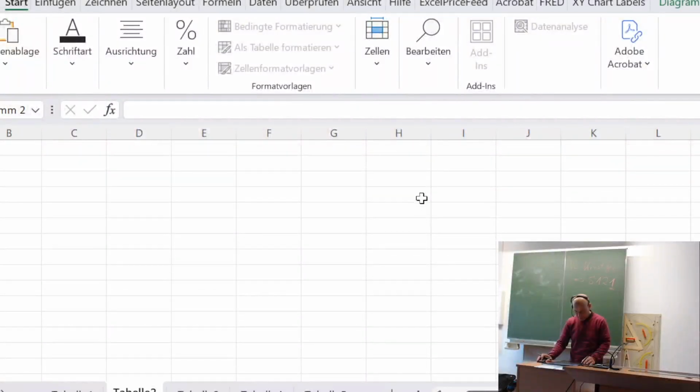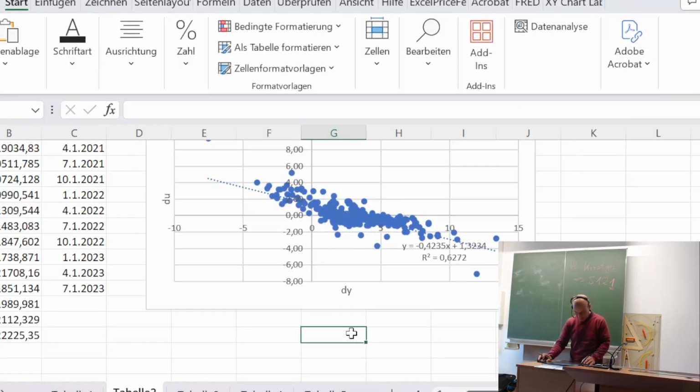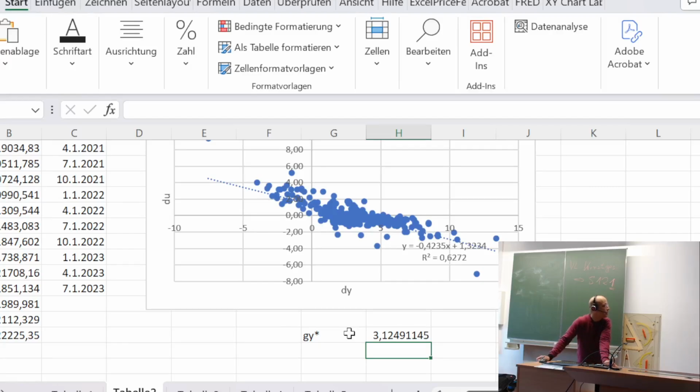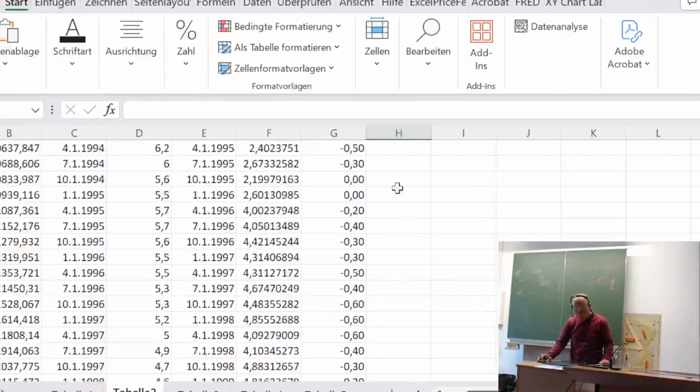Where do we have it here? Oops. So gY star would be then roughly 1.3234 over 0.4235. So over time in the United States, then potential output would be roughly 3.12%.